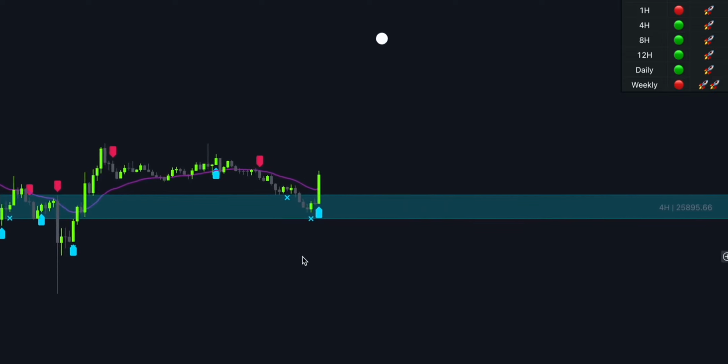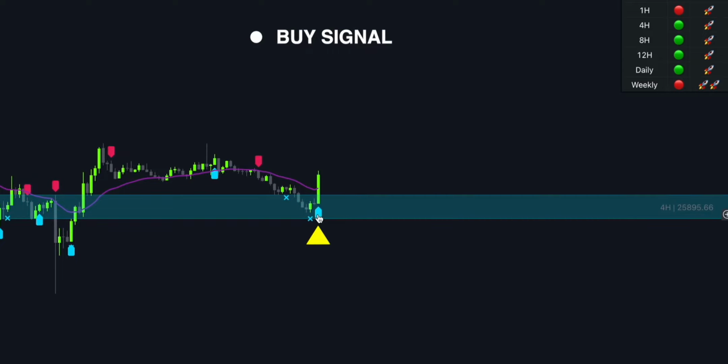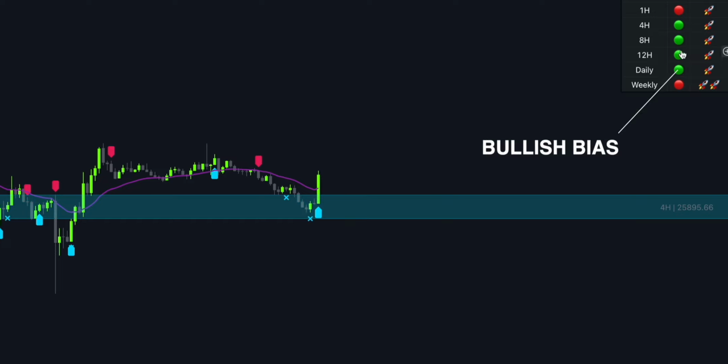After the pullback, you should look for a buy signal. If you've been paying attention, you already know that for a buy signal to be confirmed, the price must be above the EMA. The final confirmation of a long entry is a positive trend in most time frames. This is where the trend dashboard becomes very useful.